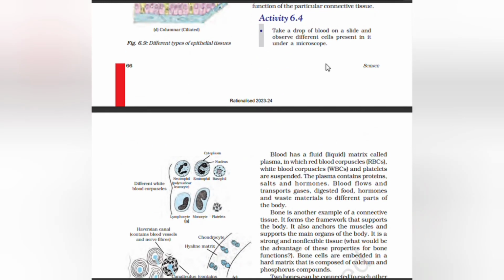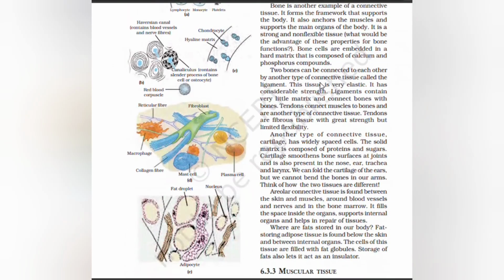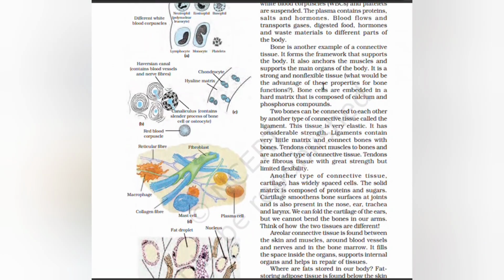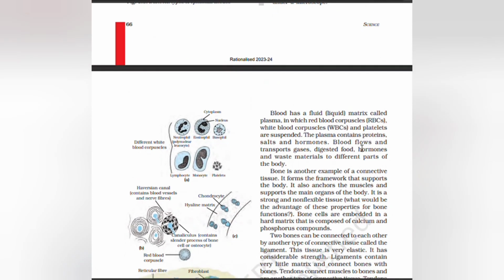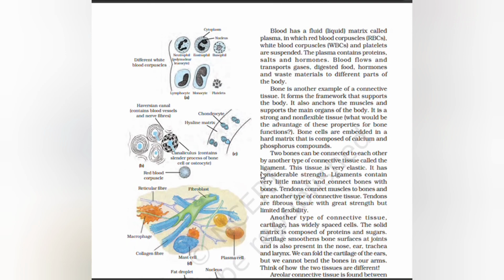Take a drop of blood on a slide and observe the different cells present under a microscope. We can see these patterns, different white blood cells. Blood has a fluid matrix called plasma, in which red blood corpuscles, white blood corpuscles, and platelets are suspended. The plasma contains proteins, salts, and hormones. Blood flows and transports gases, digested food, hormones, and waste materials to different parts of the body.